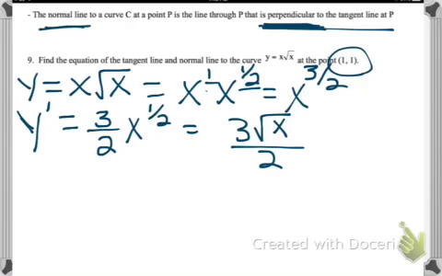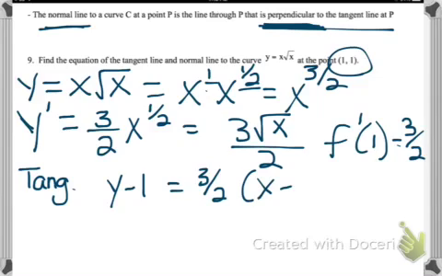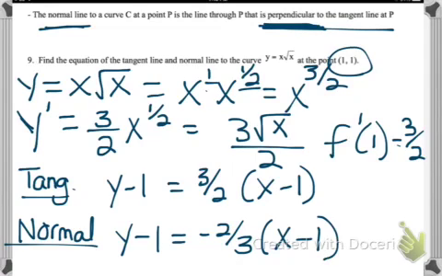Okay, so f prime of 1, if I plug 1 in, what do we get? We get 3/2. So the equation of the tangent line would be y minus 1 equals 3/2 times x minus 1. There's the tangent line. The normal line, which all that means, guys, is it's still at the same point, (1, 1), but the slope would be opposite reciprocal because it would be perpendicular. So it would still be y minus 1 equals negative 2/3 times x minus 1. So normal line is the slope is opposite reciprocal to the tangent line.